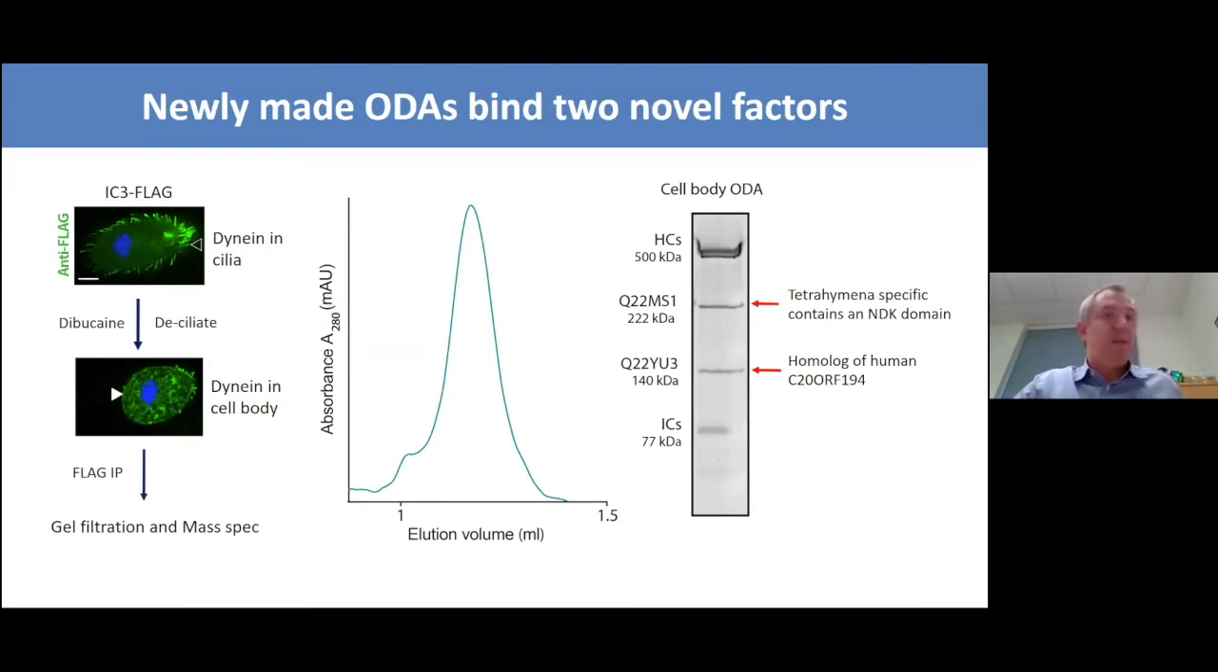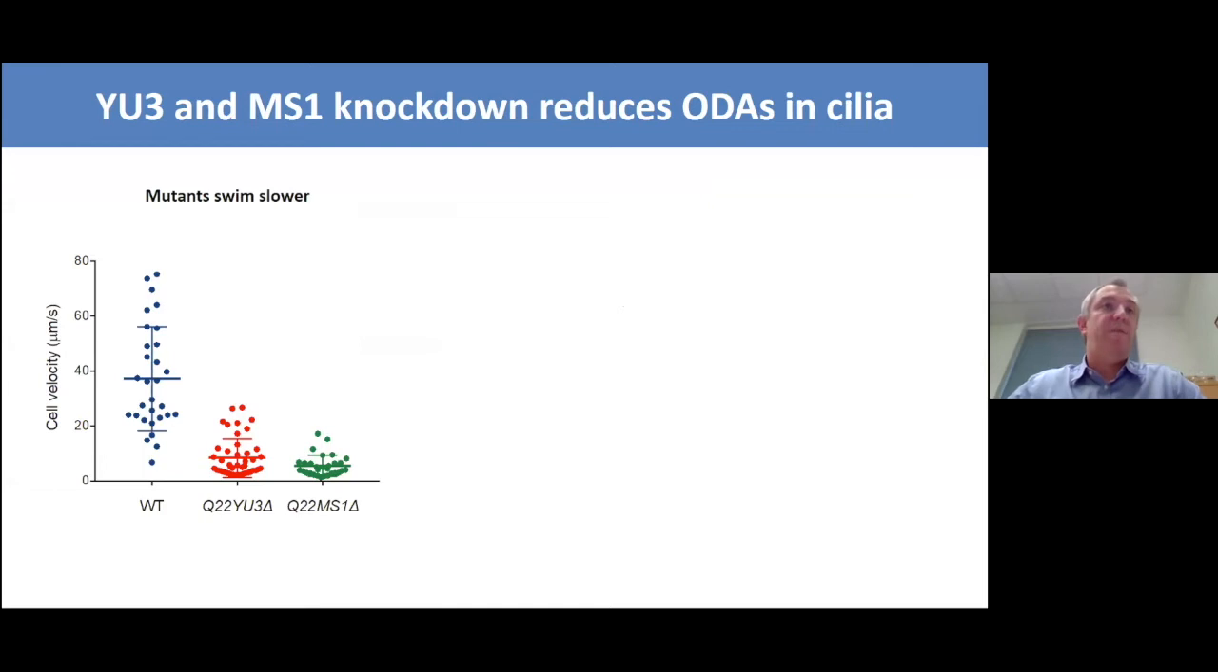So the next thing then was to try and ask whether these proteins not only bind the ODA, but are also important for getting them to the cilia. And so we made knockouts by using the same sort of biolistic transformation. And when we did that, we found that the swimming speed of these Tetrahymena is severely decreased for both mutants, suggesting that there's a defect in the cilia.